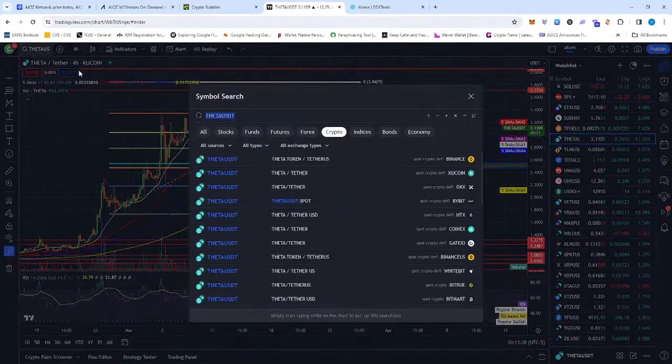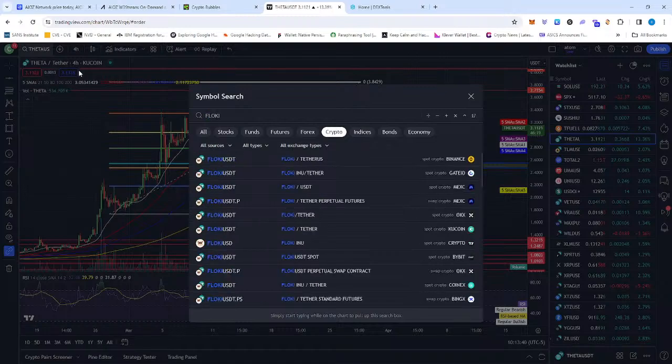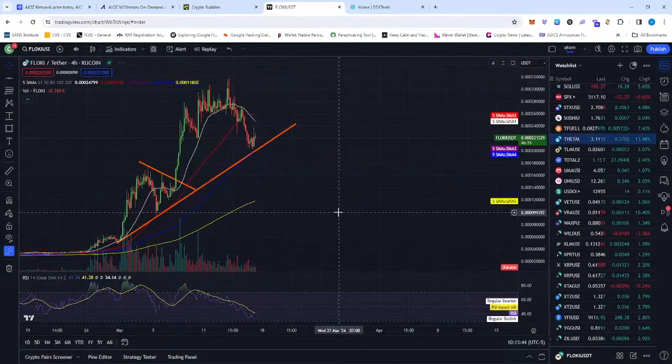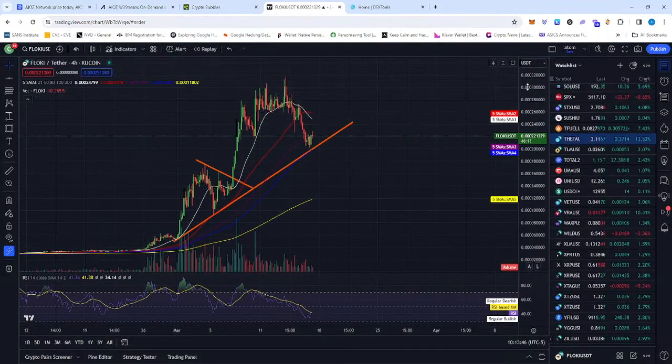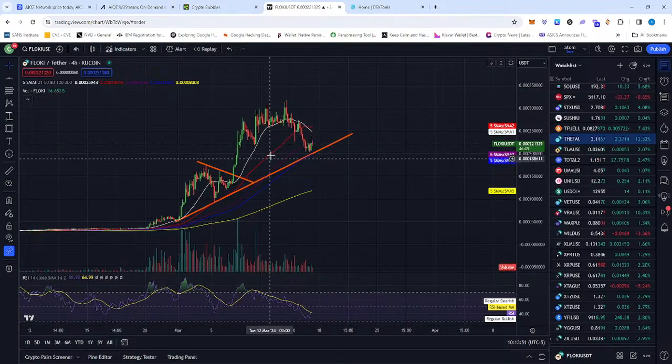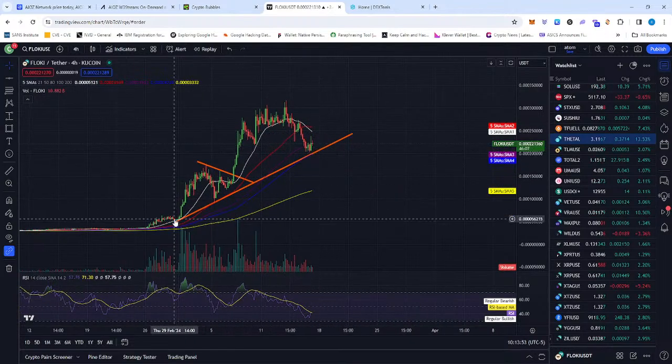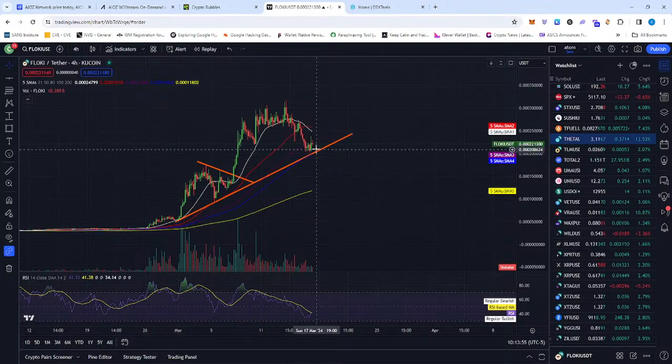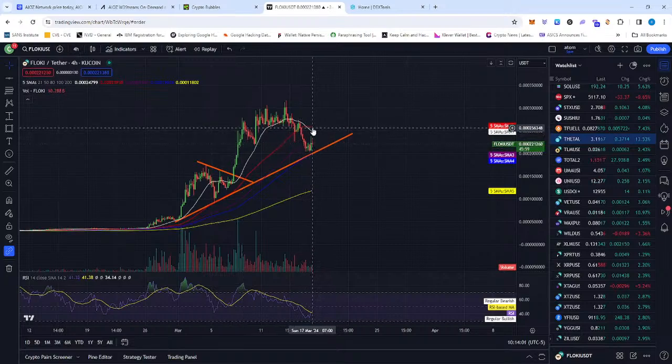Let's see here. Another coin that I am invested in is Floki Inu. And as you can see, it's coming around hitting this trend line. It's this upward trend line. Right? It's coming, hit the trend line, bounce. You hit the trend line, chops a little bit, and runs up. That's the pattern that's going on right now.